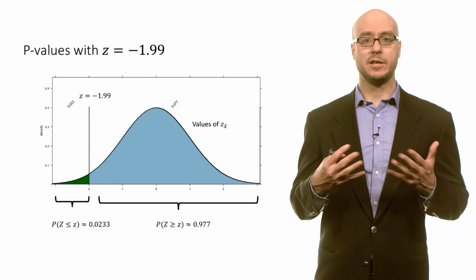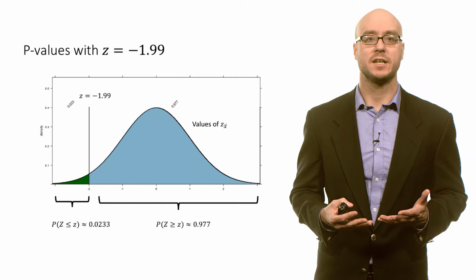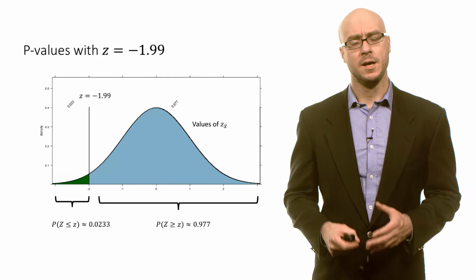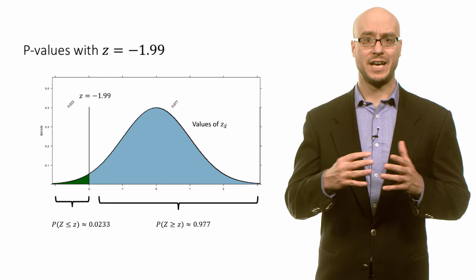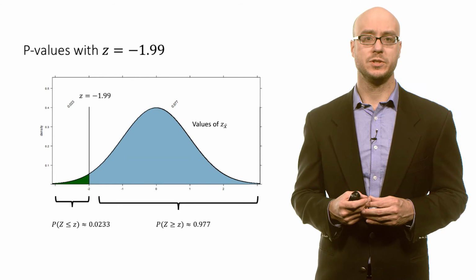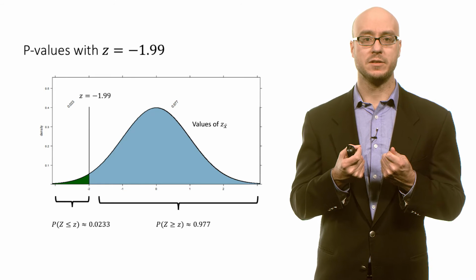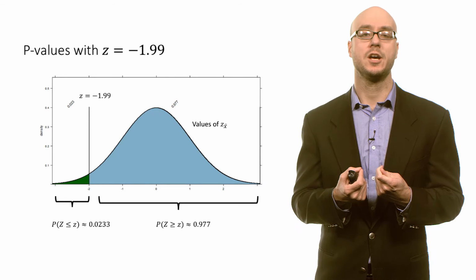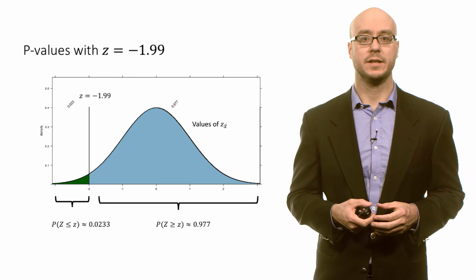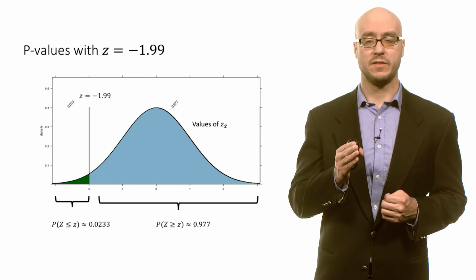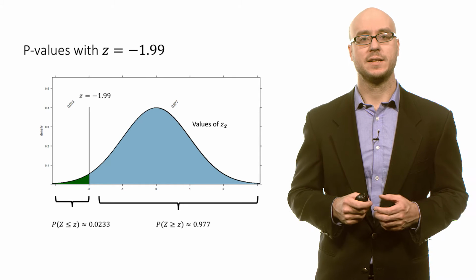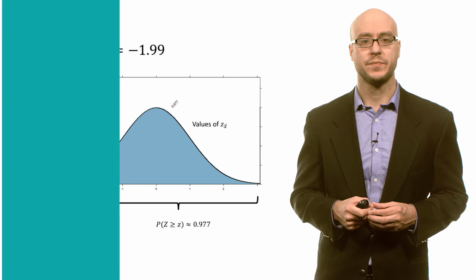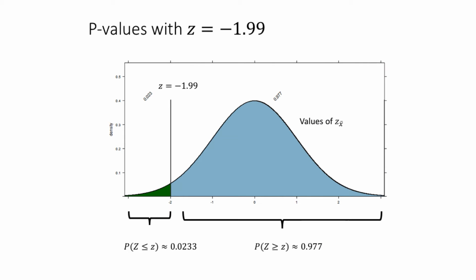Let's examine p-values with a z-test statistic of -1.99. The idea, again, is we can use the z-test statistic, its location on the standard normal distribution, to obtain probability values, and then we compare these probability values to our alpha criterion level. So our z-test statistic of -1.99 lies on the left-hand side of the standard normal distribution, and you can see that we can chunk this distribution into two regions, right?